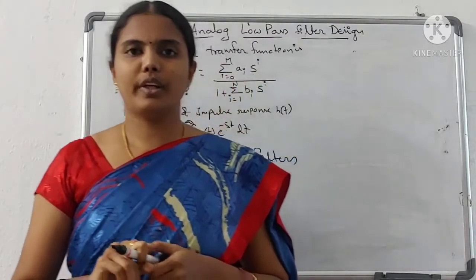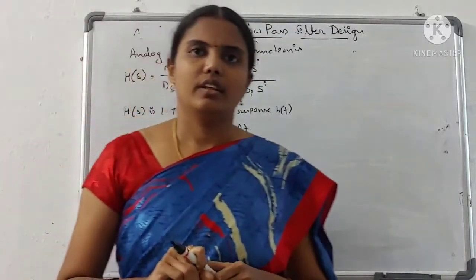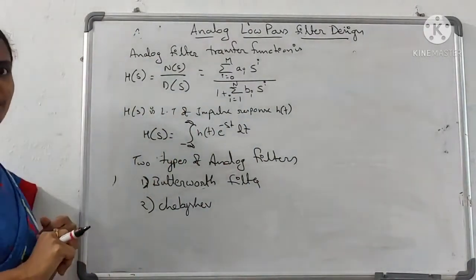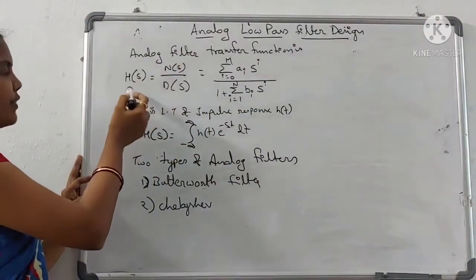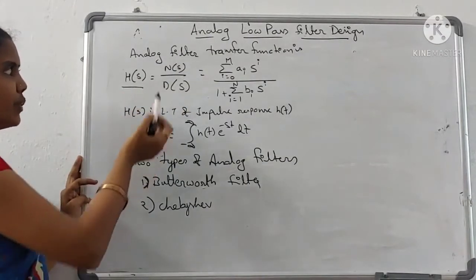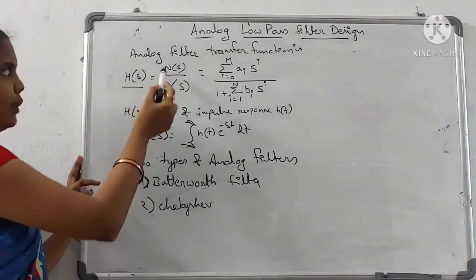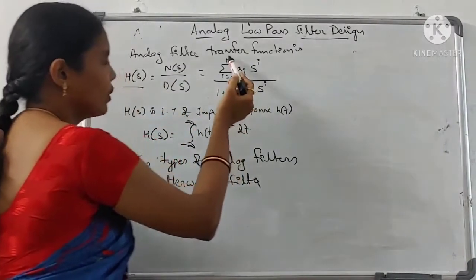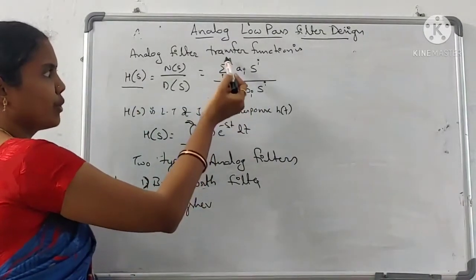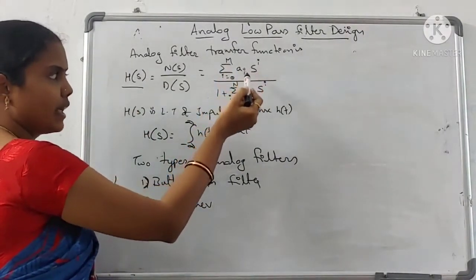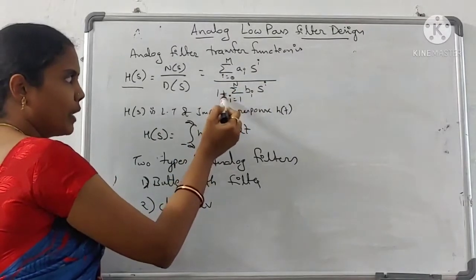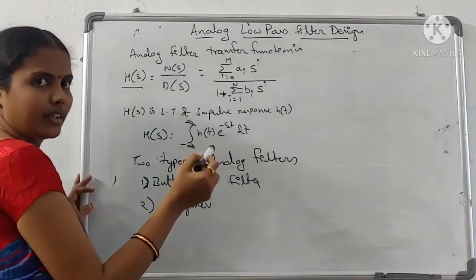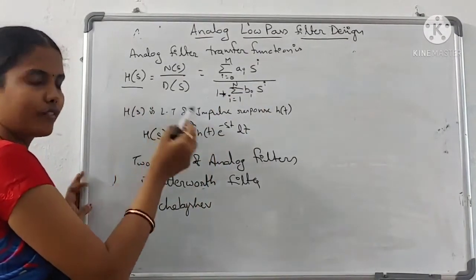I am going to explain about analog low pass filter design. So this is the most common general form of analog filter transfer function, which is given as H(s) = N(s)/D(s), numerator by denominator, equal to summation i = 0 to m of a_i s^i divided by 1 plus summation i = 1 to n of b_i s^i. So this is the transfer function of an analog filter.